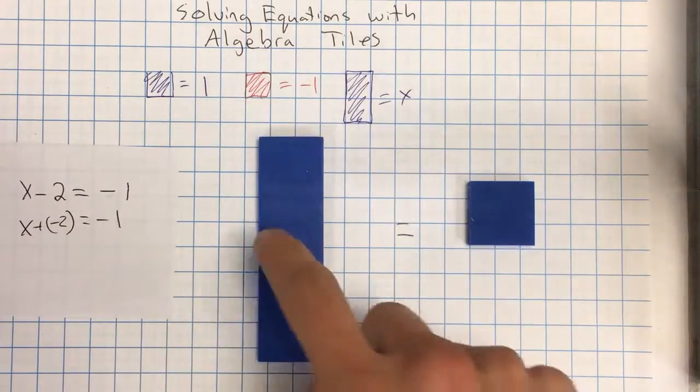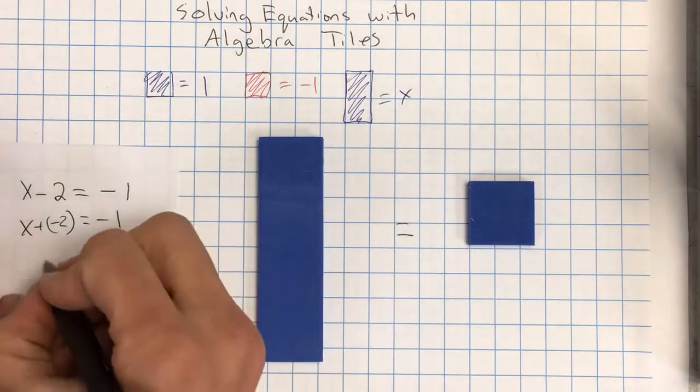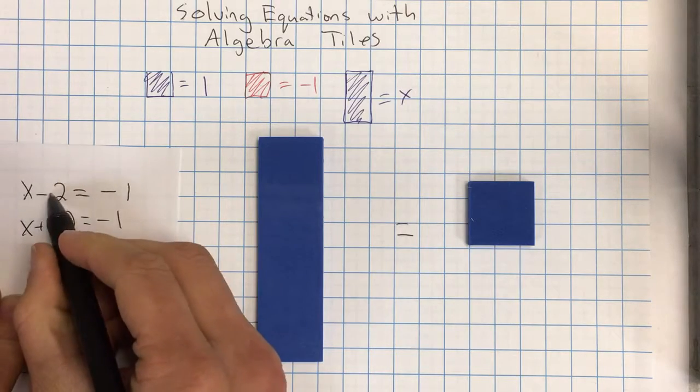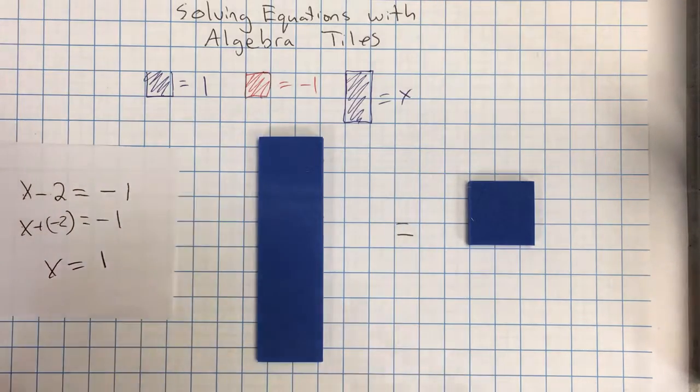This answer is simply x equals 1. And that means x equals 1. If I replace x with 1, 1 minus 2 equals negative 1, or 1 plus negative 2 equals negative 1. So that is true.